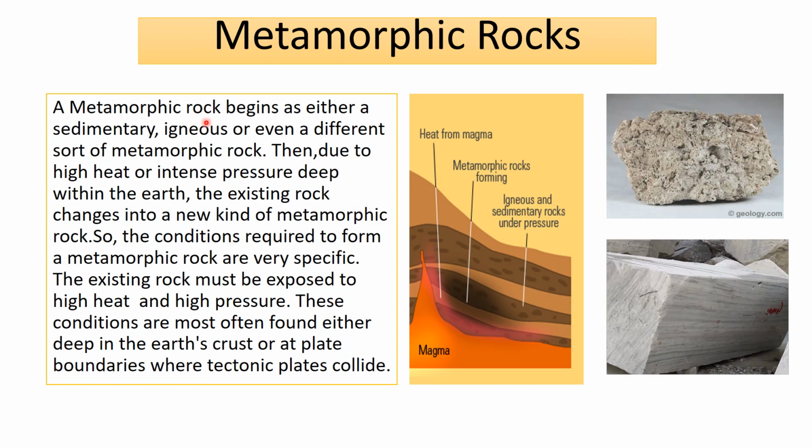A metamorphic rock begins as either a sedimentary, igneous, or even a different sort of metamorphic rock. Then, due to high heat or intense pressure deep within the earth, the existing rock changes into a new kind of metamorphic rock. So, the conditions required to form a metamorphic rock are very specific. The existing rock must be exposed to high heat and high pressure. These conditions are most often found either deep in the Earth's crust or at plate boundaries where tectonic plates collide.